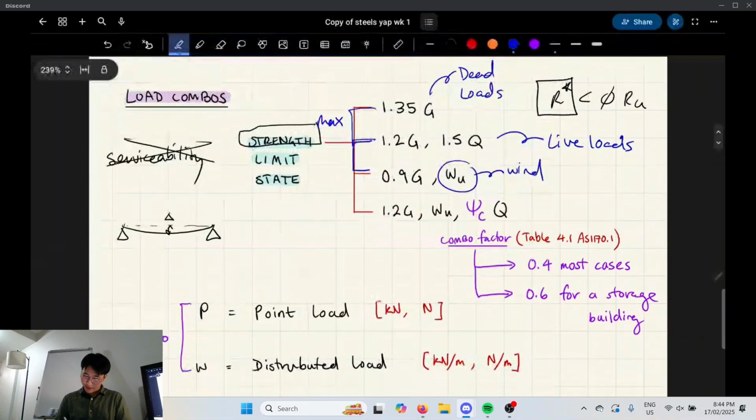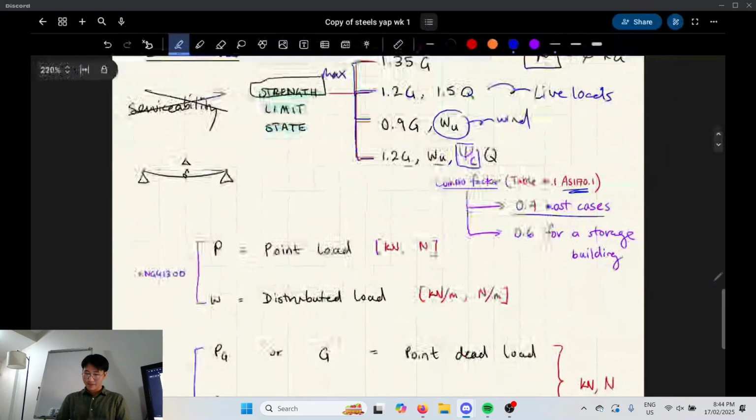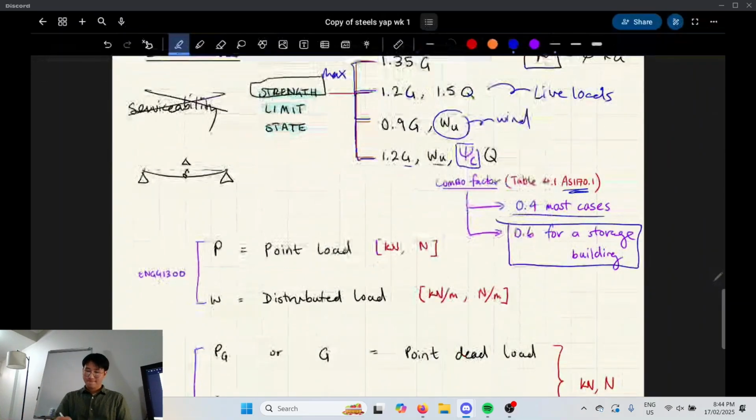And then here we have dead, wind, and then here's something called a combo factor. It's in 1170.1. And it's 0.4 for most cases, except 0.6 for storage buildings, because storage buildings are expected to hold more stuff, basically. So that's the value that we use for that kind of building.